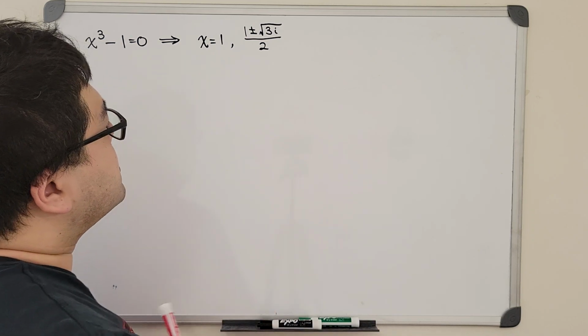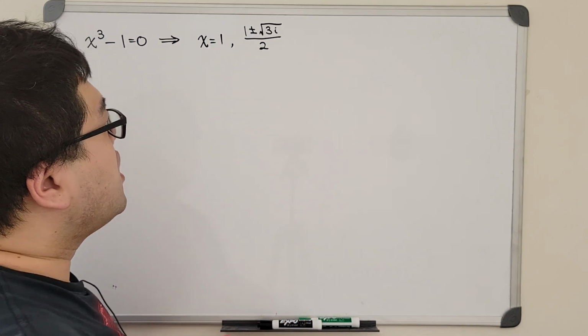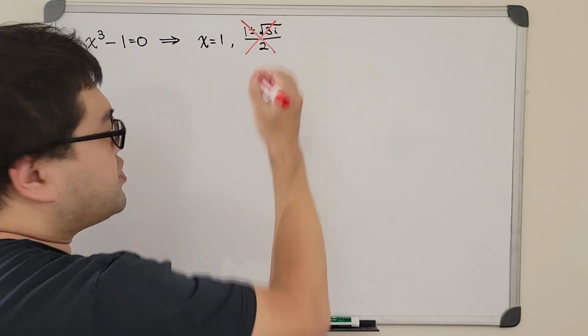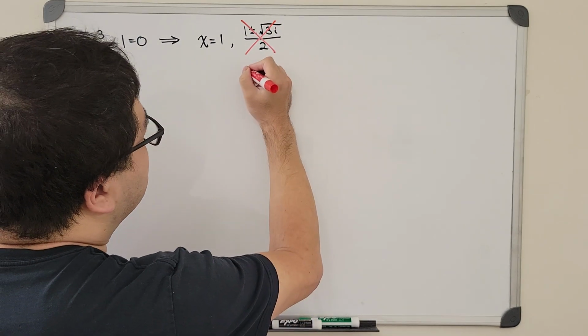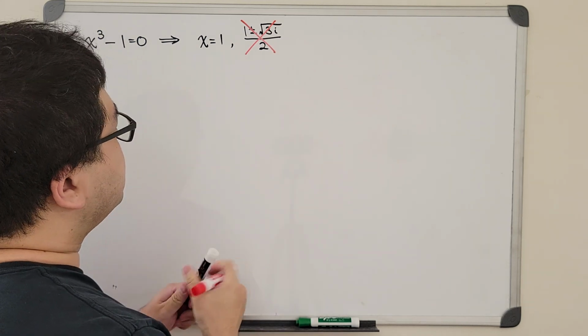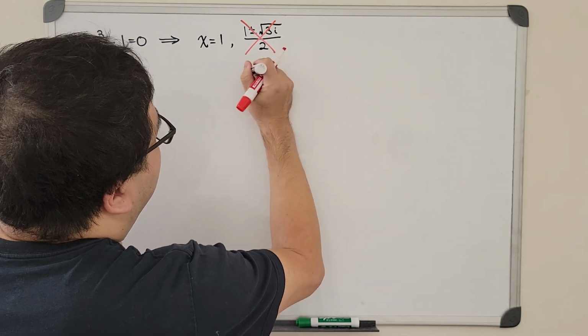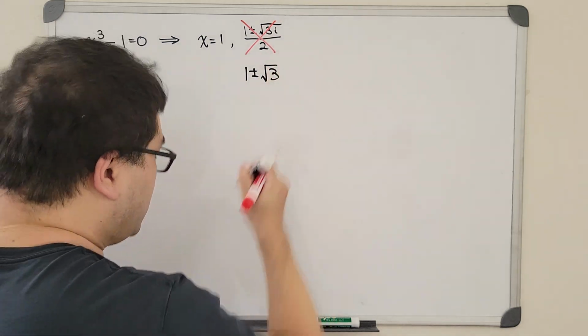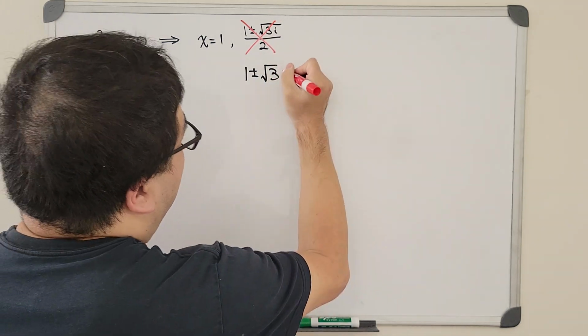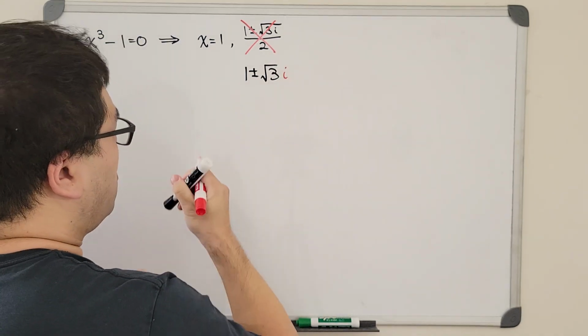And the question is, is this correct? No, this is absolutely not correct. What should the correct answer be? Well, the correct answer should be 1 plus or minus square root of 3 times i, all over 2.